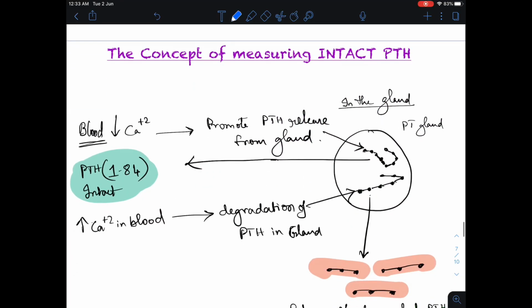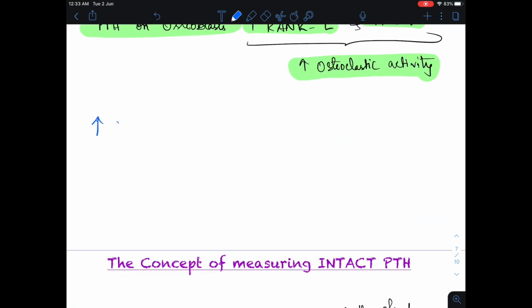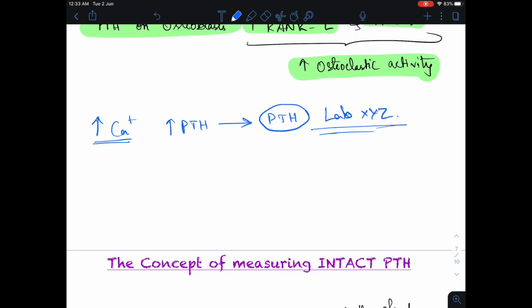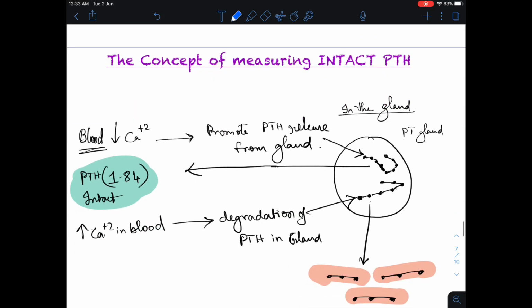The concept of measuring the intact PTH. See, when there is hypercalcemia, there is increased calcium, and you are suspecting increased PTH. So you'll simply order the measurement of PTH from some lab XYZ. They will give you a value of 1000 and you panic, do all the scans, find out nothing, right? So why does this happen? That is how there was an evolution of measuring the PTH. That is the intact PTH now.